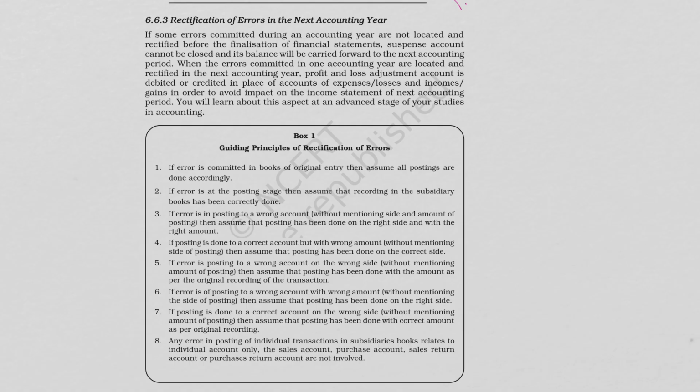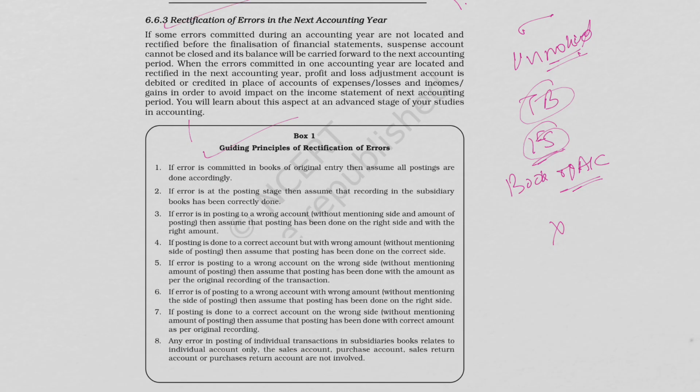So we know that in practical accounting, it is quite common that some mistakes remain unnoticed during the accounting year. So even after preparing the trial balance and the financial statements, certain errors may still exist in the books of accounts. Therefore, the accountants must understand how to correct these errors properly without disturbing the accounting system. So here we'll discuss two main topics, this one and rectification of errors. So rectification of errors in next accounting year.